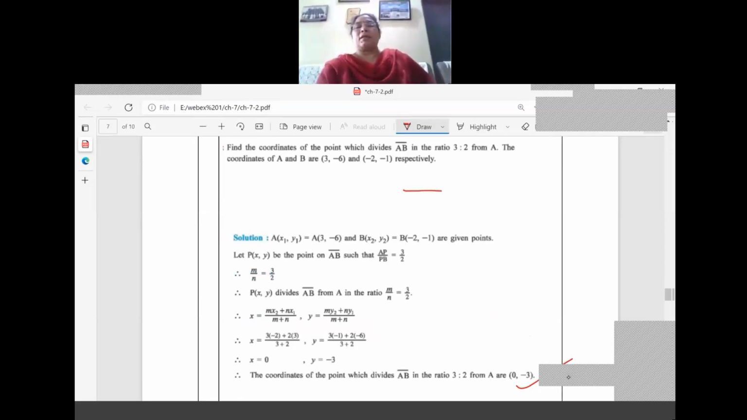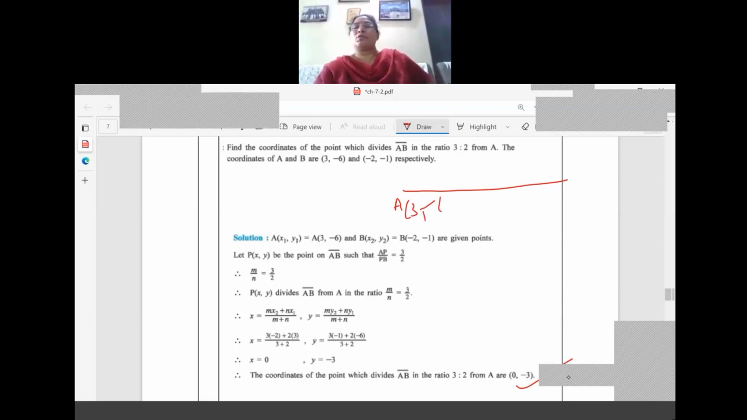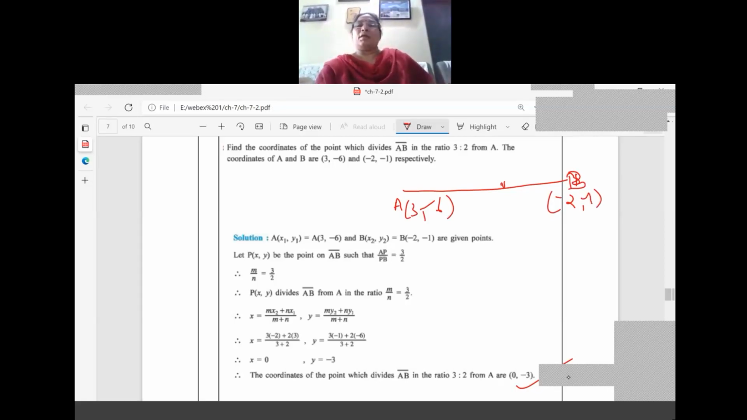So always draw the diagram, then you can solve easily. A (3, -6), B (-2, -1), and the point here, any point you can write as P only. Now the ratio is 3 and 2. If you are drawing with the diagram, it will be easily solved.